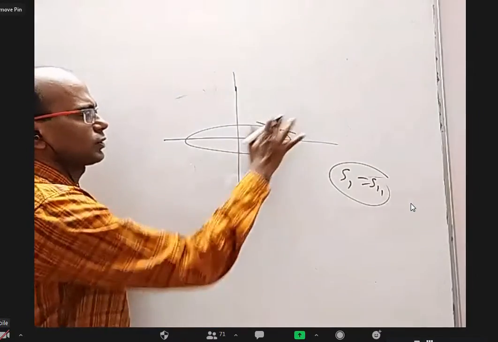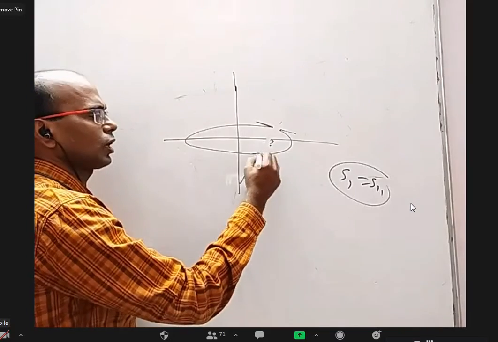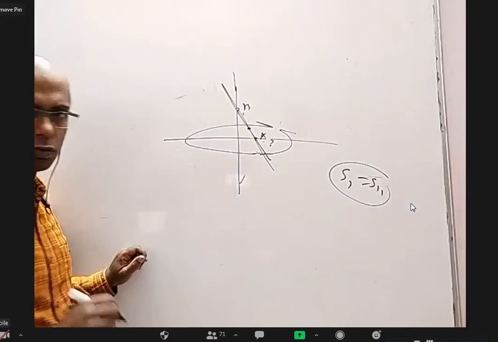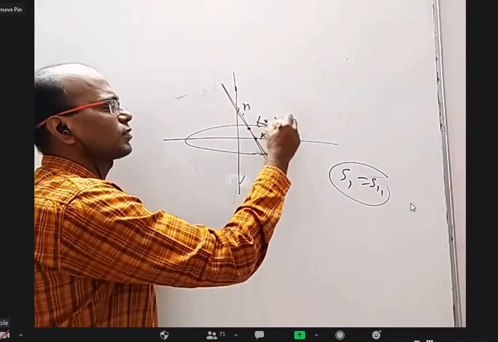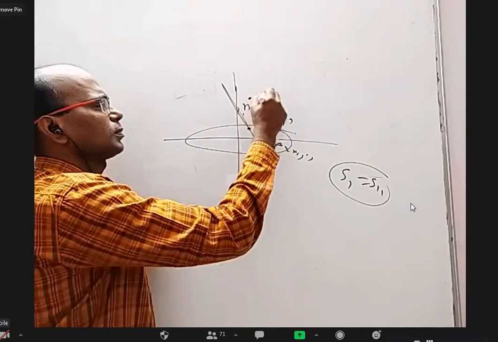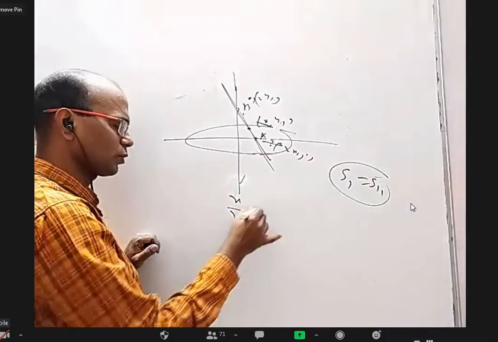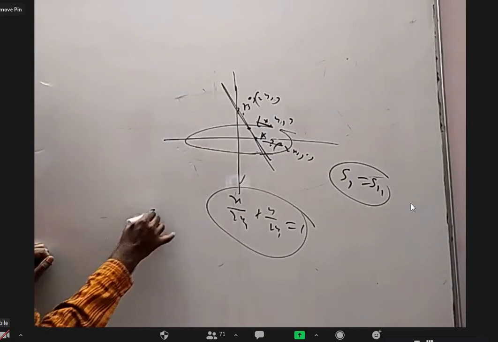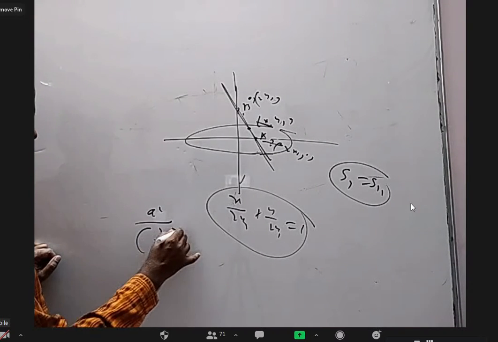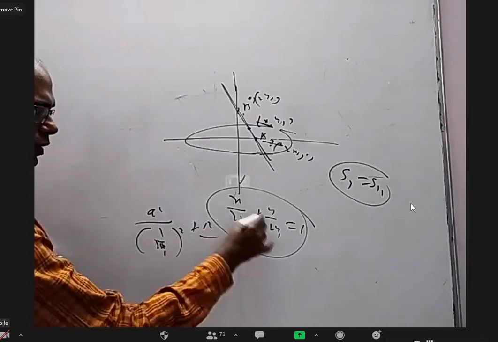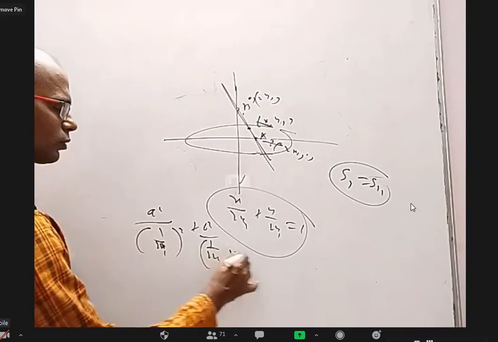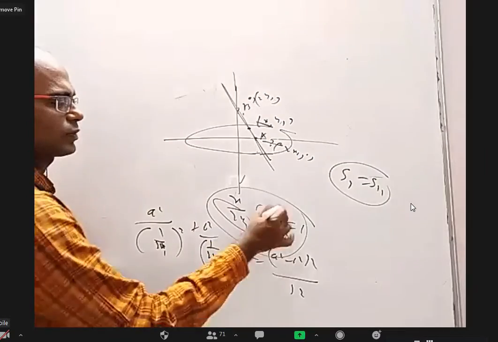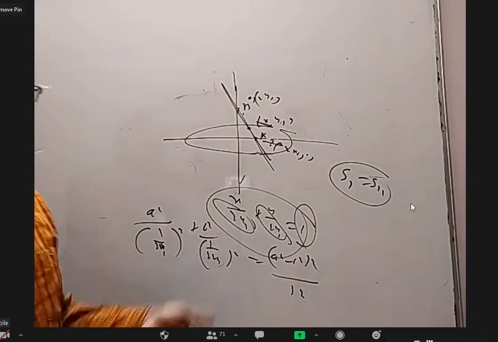Or they can ask another question. You draw a normal at some point. It intersects the x-axis at A and the y-axis at B. What is the locus of the midpoint of AB? You take this as x1, y1. This will be 2x1, 0 and this will be 0, 2y1. This line will be x by 2x1 plus y by 2y1 equal to 1. But it should be normal to the ellipse. What is the condition? A square by L square, which is 1 by 2x1 whole square, plus B square by M square, which is 1 by 2y1 whole square, equal to A square minus B square whole square by 1 square, because L is 1 by 2x1, M is 1 by 2y1, N is 1. It is over in 2 steps only, right?